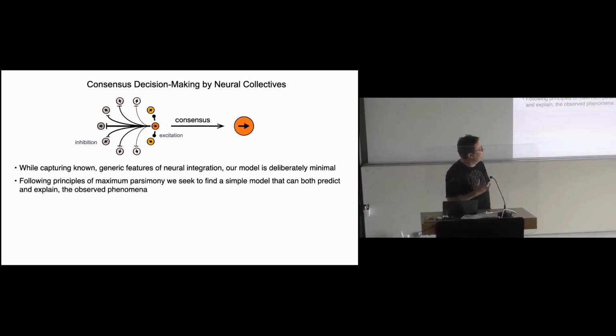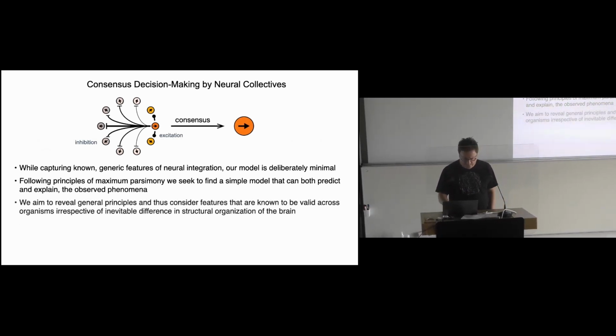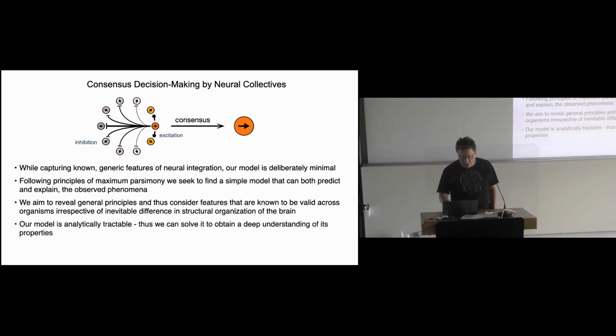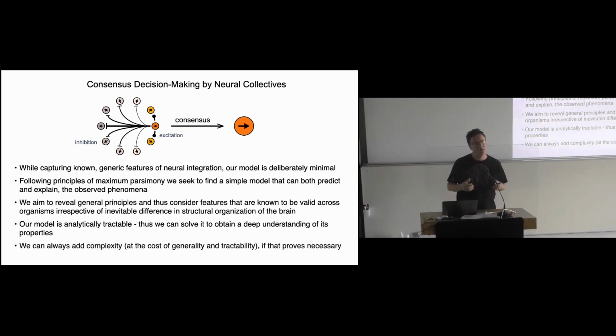We're trying to find the simplest model that can explain and predict observed phenomena. And I'm not trying to make a model of the Drosophila brain. I'm trying to make a model that captures essential components of all brains. And also, it's analytically tractable, so we can really understand why we see what we see. And of course, we can start simple and add complexity in. There's nothing stopping us doing that. But let's start with a very simple model, the simplest possible model of neuronal dynamics, and see what it can predict.